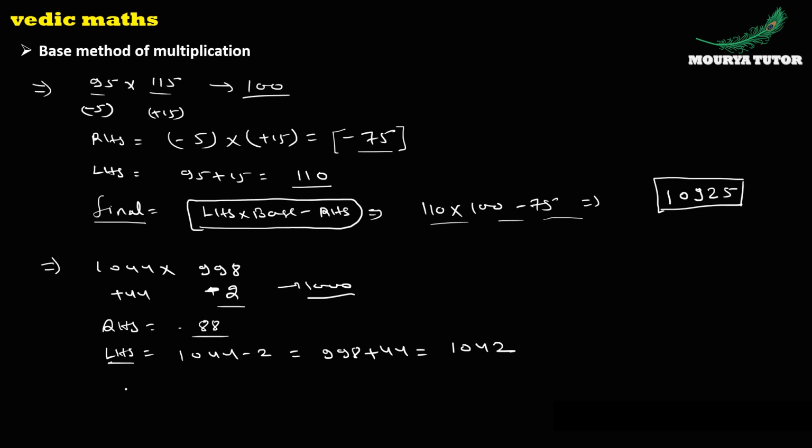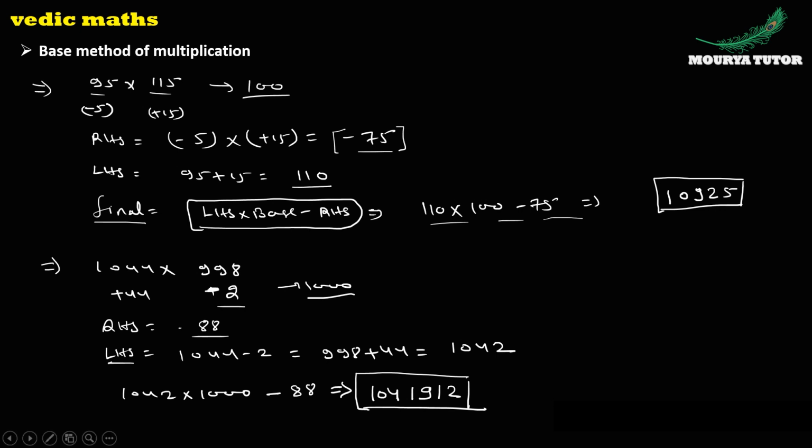Now for the final answer, what you need to do, 1042 into base, which is 1000, minus 88. So your answer will be 21911401. This will be the multiplication answer of these two numbers. Alright, now I think you got the concept of what we need to do till now.